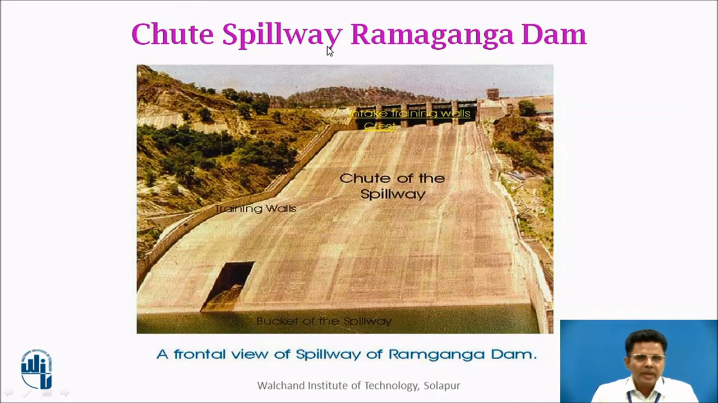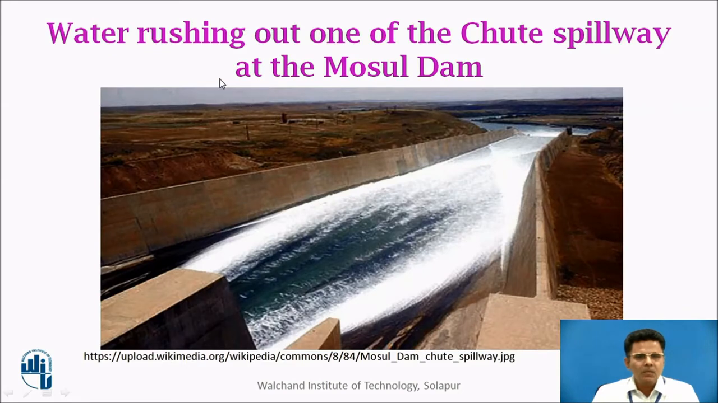This is a chute spillway at Ramganga Dam in India. So, we find this is the chute of the spillway, the channel, and here we find these are the training walls on both sides, so that water will not spill over. This is water rushing out on one of the chute spillways at the Mosul Dam. See, the flow is supercritical.